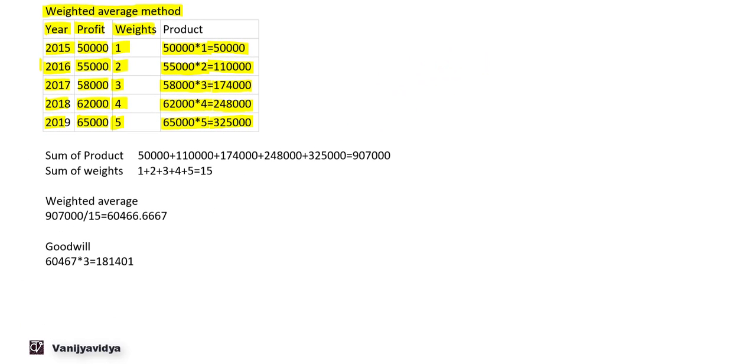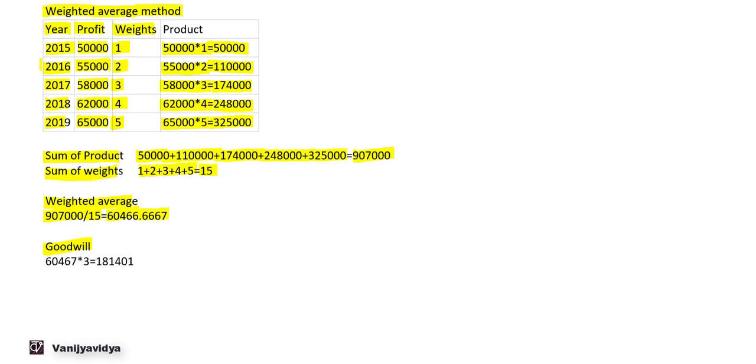Now we have to take a sum of the product, that is 50,000 plus 1,10,000 plus 1,74,000 plus 2,48,000 plus 3,25,000, that comes to 9,07,000. Then sum of the weights, 1 plus 2 plus 3 plus 4 plus 5, that is 15. Weighted average will be your sum of the product divided by sum of the weights. So that is 9,07,000 divided by 15, that comes to 60,466.66667.